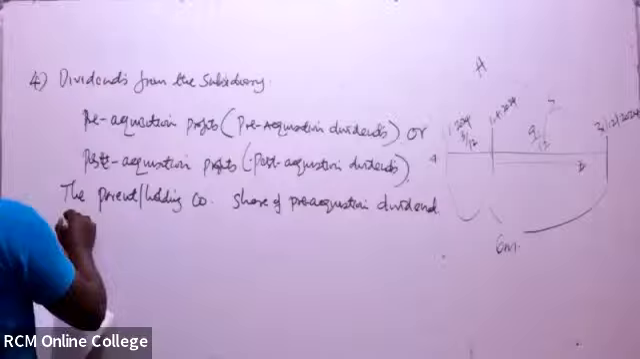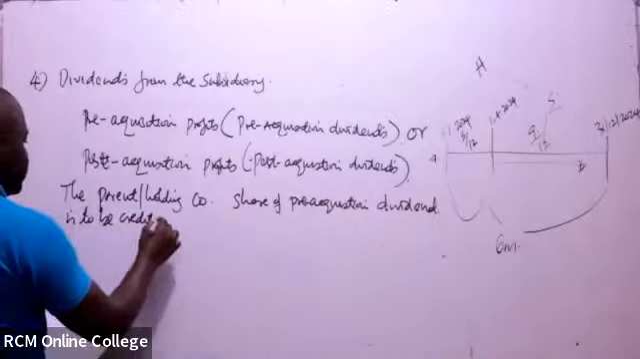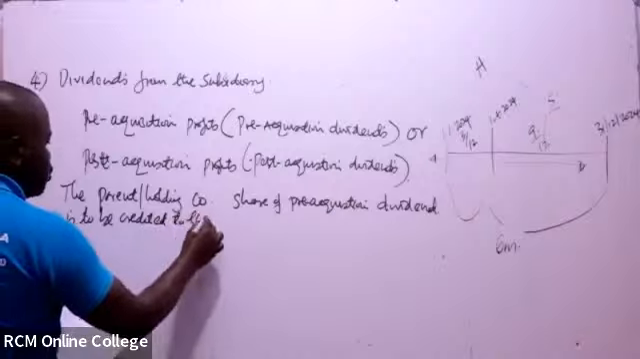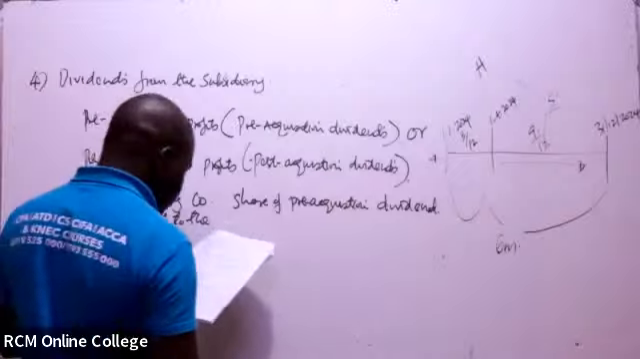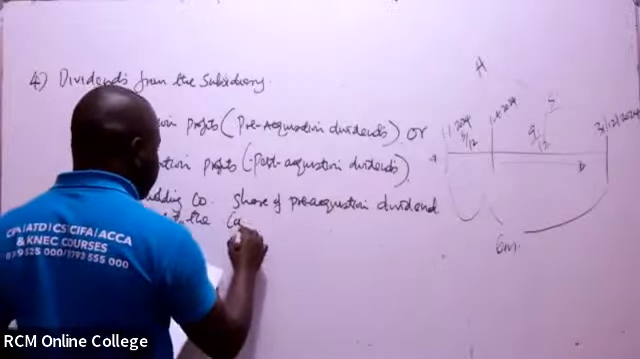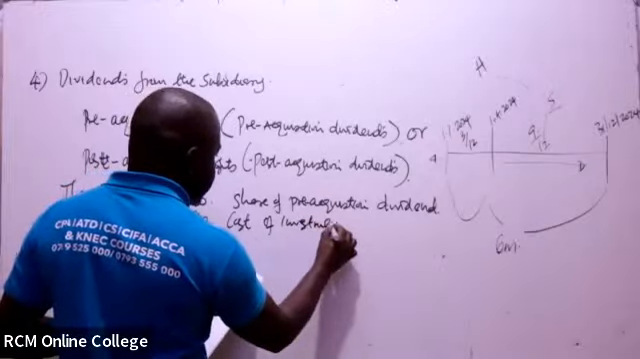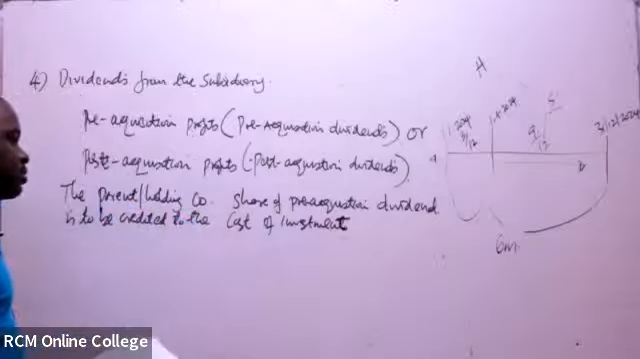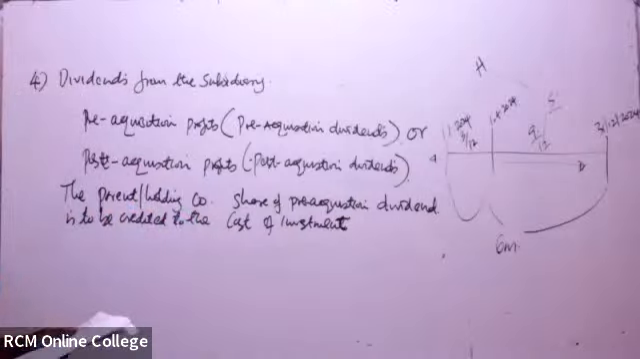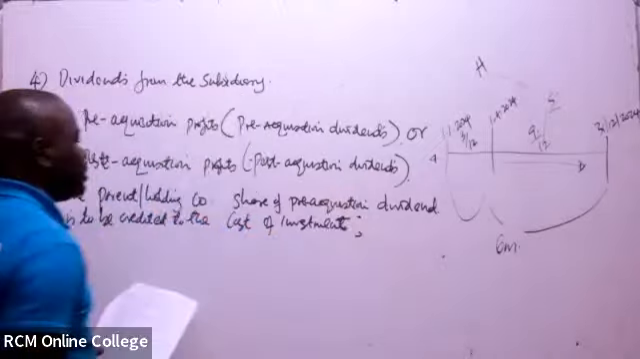is to be credited to the cost of investment. So this simply means you put a semicolon. This simply means this is what will happen.